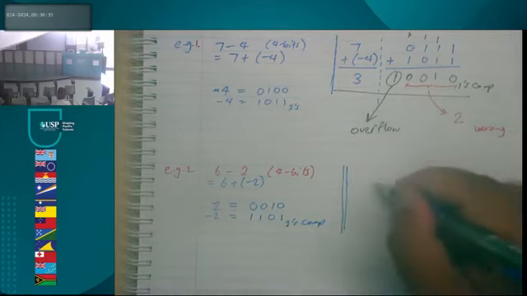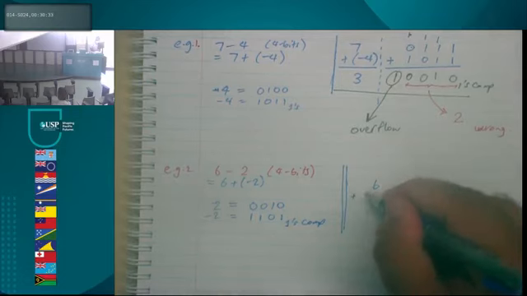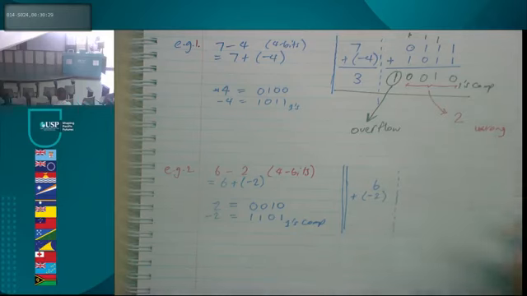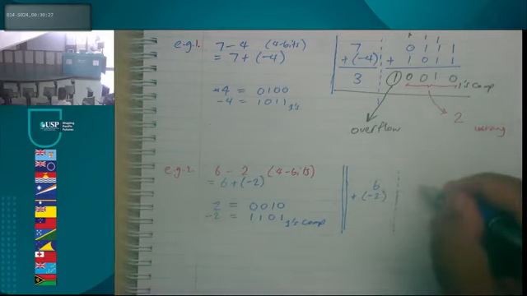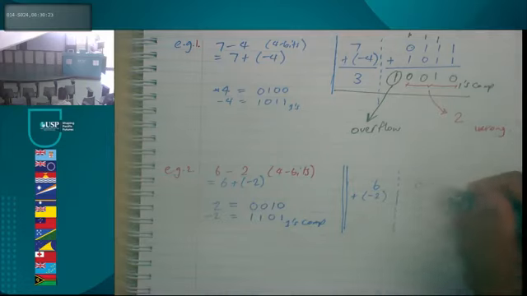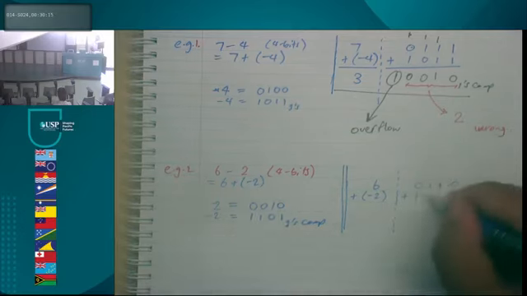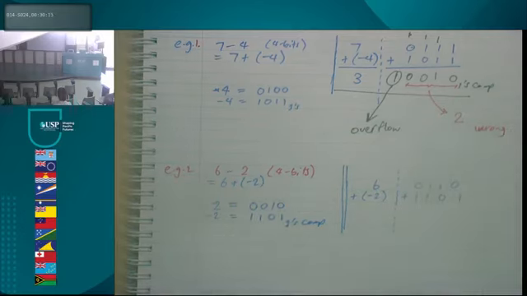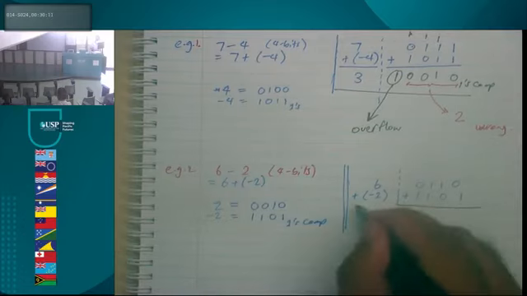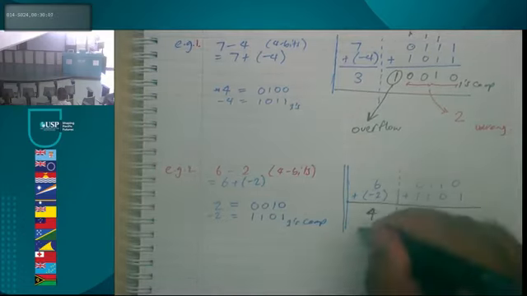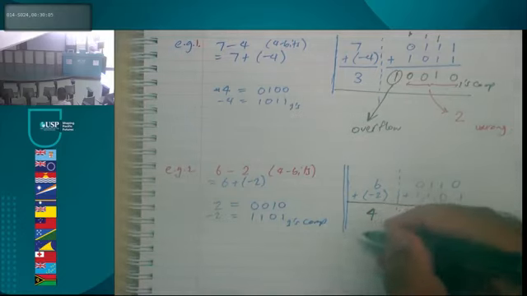Now, let's do this. 6 plus negative 2. What is 6? Come on, guys. Then we put a plus and we take the 1, 1, 0, 1 from here. Of course, we know the answer should be 4, and 4 is 0, 1, 0, 0.